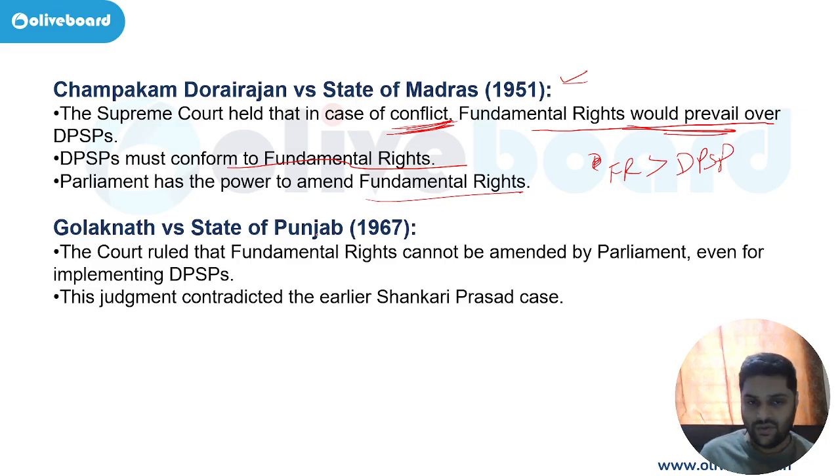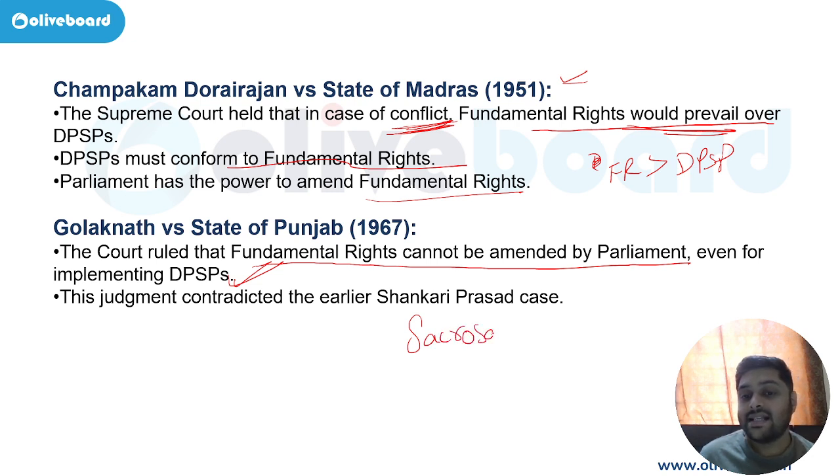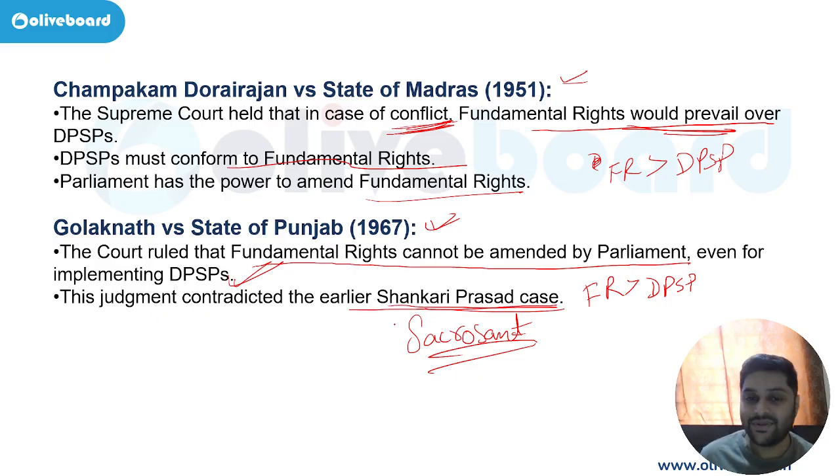Parliament has the power to amend fundamental rights. Okay. In Golaknath versus State of Punjab, the court ruled that fundamental rights cannot be amended by Parliament, even for implementing DPSP. They are sacrosanct. They cannot be touched. Again, FR was superior to DPSP. The judgment contradicted the earlier Shankari Prasad case. In Shankari Prasad, the opposite was held. So in the Golaknath case, it was held that fundamental rights are sacrosanct and cannot be amended by Parliament, even if we have to implement DPSP. Got it? But then things changed a bit.